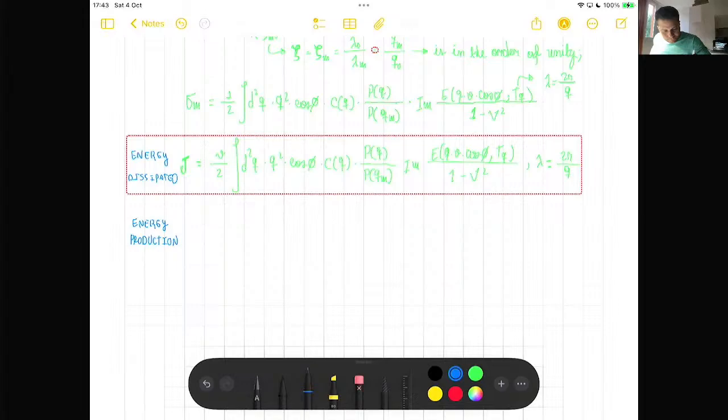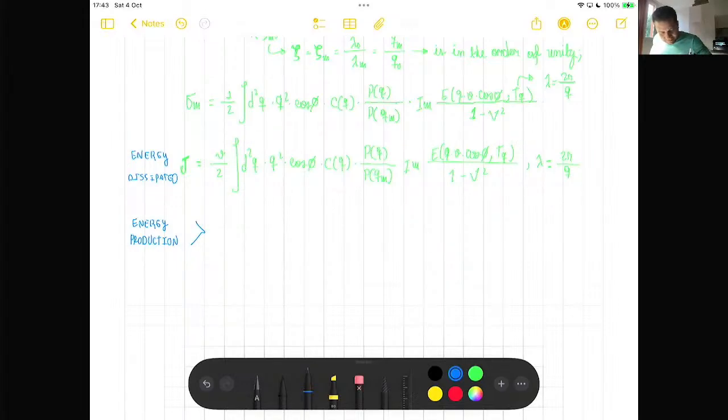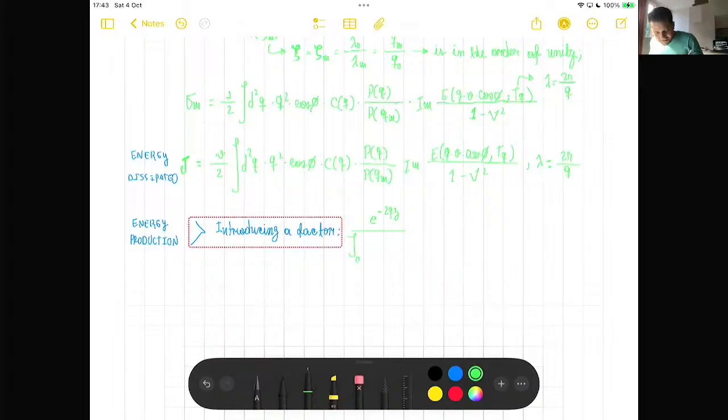So introducing a factor. This factor is the exponential of minus 2q times the vertical distance z, over the integral from 0 to infinity of the derivative of the vertical direction times the exponential of minus 2qz, and this is equal to 2q times the exponential of minus 2qz.